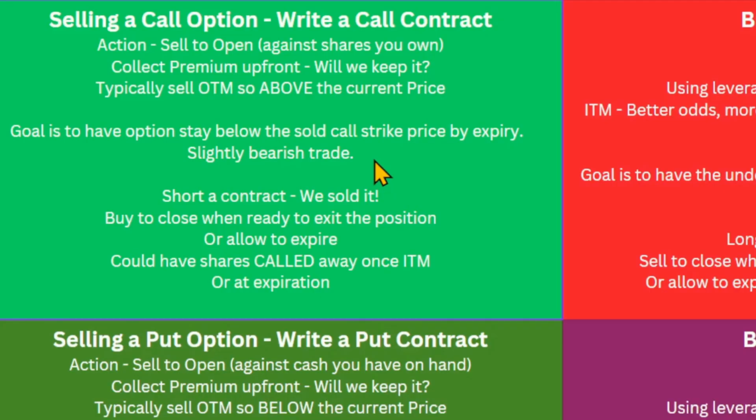Maybe I'll sell the 105, 104, 103. How bearish are you? How much do you think this is going to move? Is it going to stay below 100? Is it going to go even lower? Is it going to go to 95?